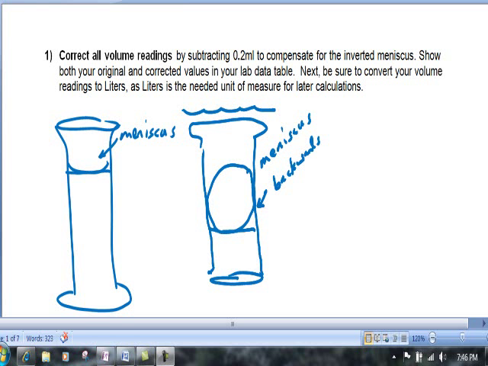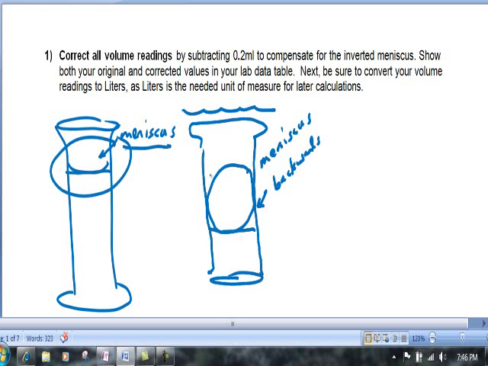The first calculation that needs to be addressed in the vapor pressure lab is correcting the measured volume of the bubble. Normally, in a graduated cylinder, when it's right side up, we measure volume by taking a look at the meniscus. The meniscus is the little curvature of a liquid that will appear in the log, and it's called the meniscus, and we measure looking at the bottom of that curve.